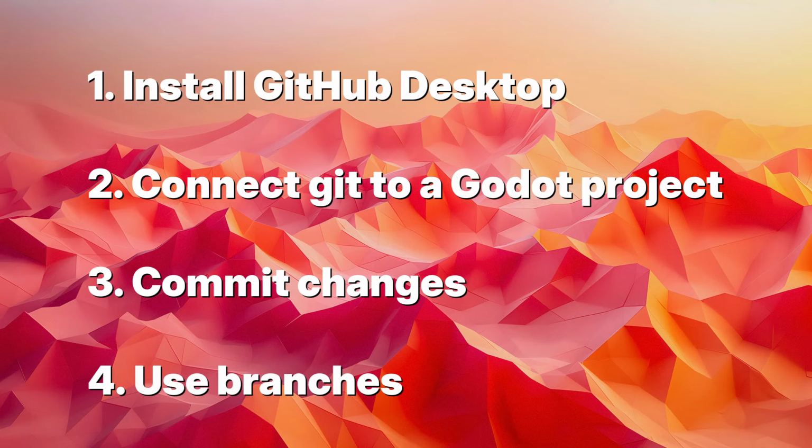So I'm going to pull up an agenda here just to make sure I cover everything to keep me on track. We're going to look at installing GitHub Desktop, and we're going to then connect Git to a Godot project through GitHub Desktop. We're going to look at committing changes, and finally we will look a little bit at branches. So again, just kind of an equivalent of what we did a couple weeks back on the previous stream with the Git command line client, the Git Bash program, but with GitHub Desktop this time.